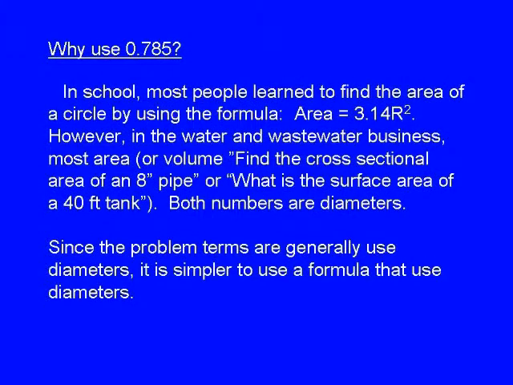Well, if you remember, back in school, most people learned to find the area of a circle by using the formula area equals 3.14 times radius squared. But in our business, the surface area of a tank or a cross-sectional area of a pipe are really what we're going to be dealing with, and those numbers are in diameters. Since the problem terms are generally used in diameters, it's just simpler to keep the formula in diameters.